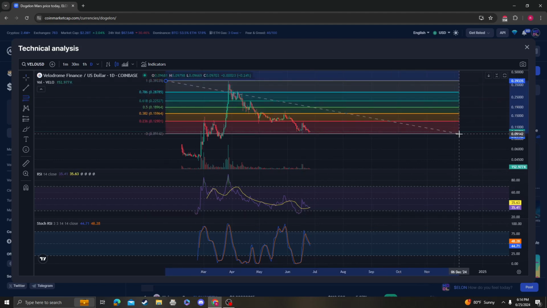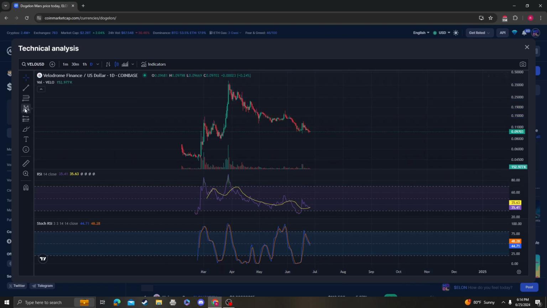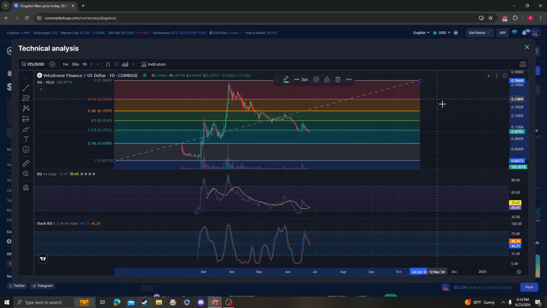And from the high to the low, you can see we literally came down. We came down here, then we reversed back up and got bought back. Velodrome hit the 236 and now it's falling off the table. So that is kind of bearish, but I think you still have the 786 support. You can see literally over here, the 618 support held.